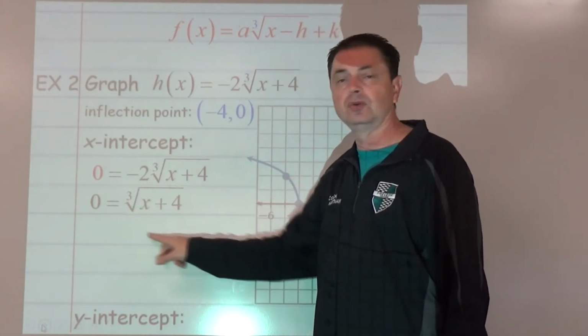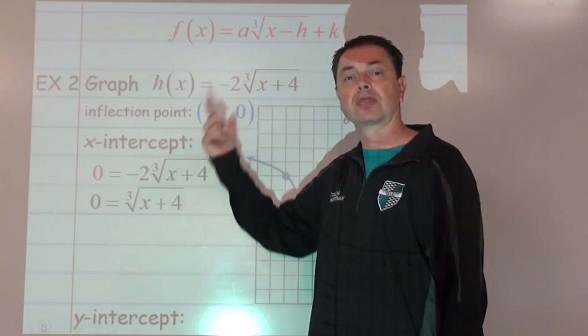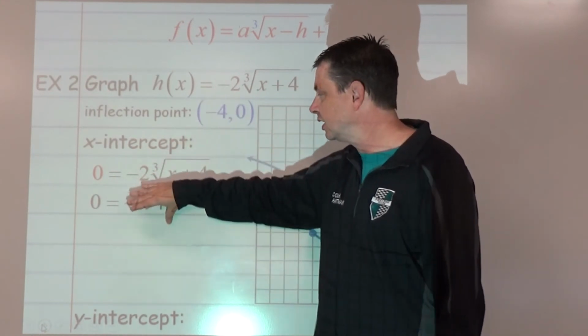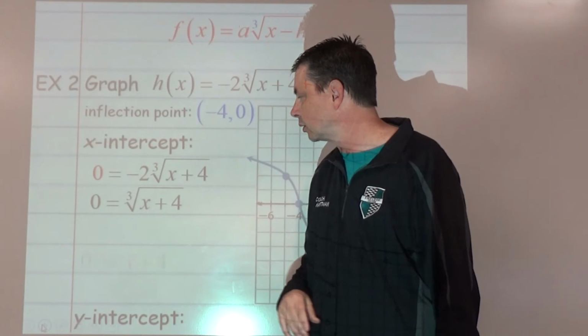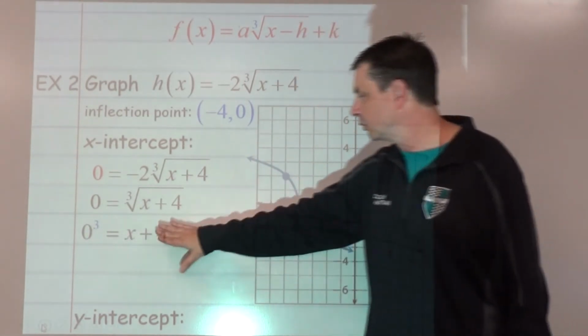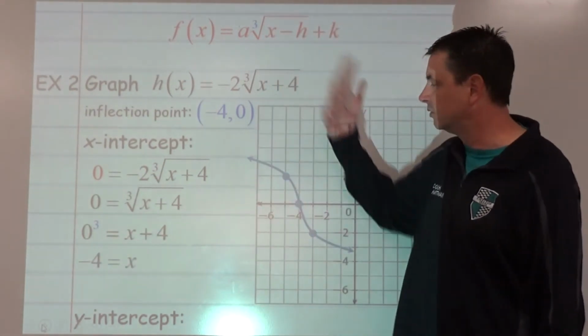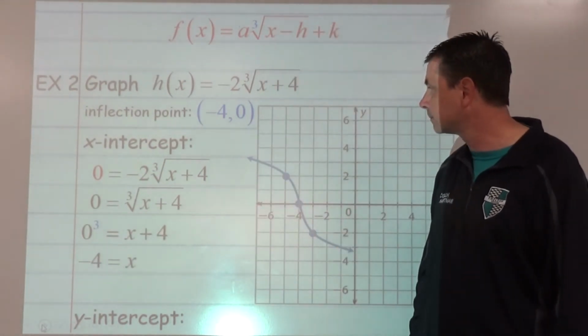Now we can undo the root by raising to the 3rd power. That's the inverse. So we'll raise to the 3rd power, raise to the 3rd power. 0 to the 3rd power is still just 0. So if we subtract 4, we're getting 0 minus 4 is the -4, so we can verify that.